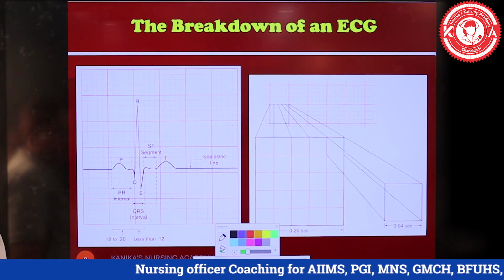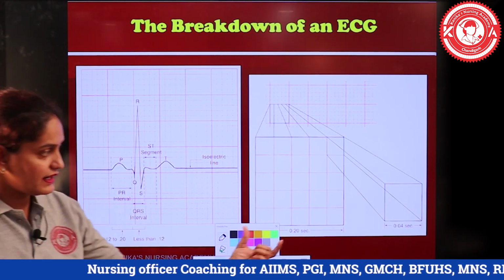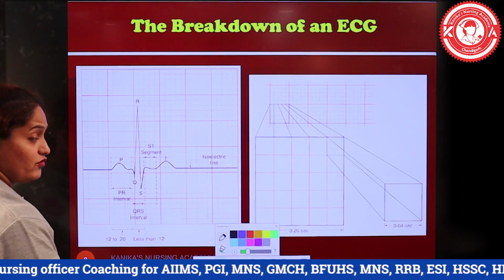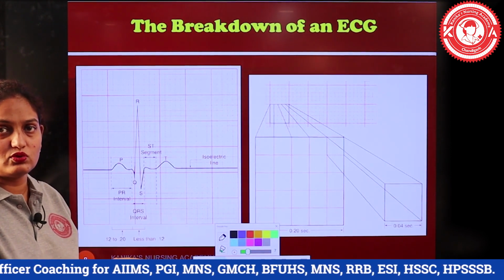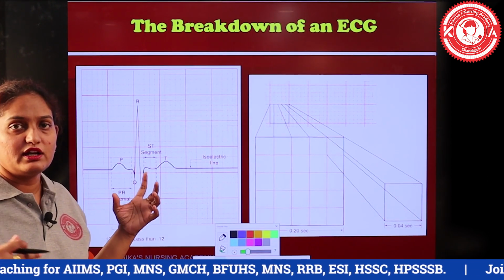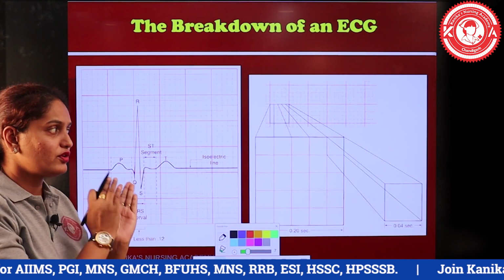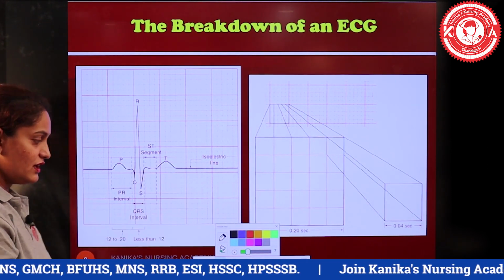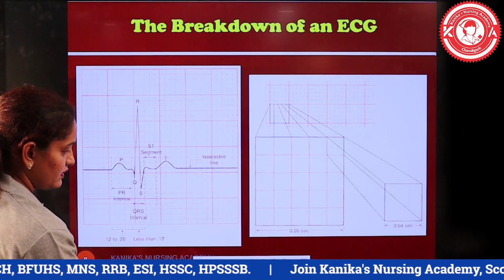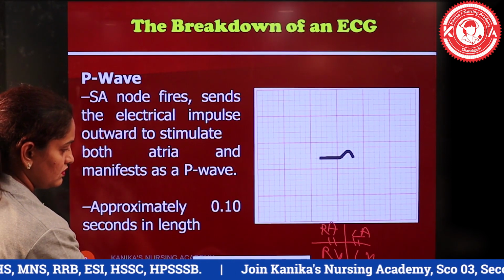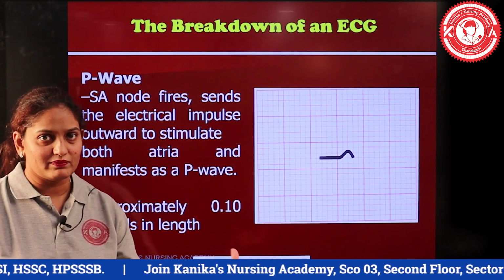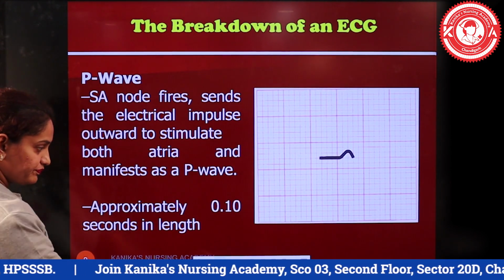Okay, so the same thing, the breakdown 0.04 seconds, 0.2 seconds, again we are just reinforcing onto it again and again so that it becomes really clear to all of you once we proceed to the 5 questions which we need to answer by seeing the ECG strip. So let us go one by one the parts of ECG.